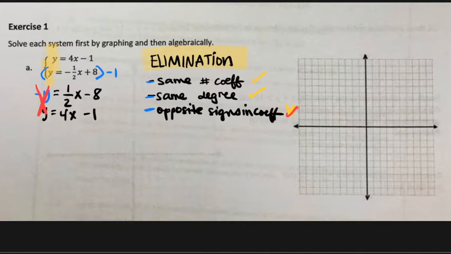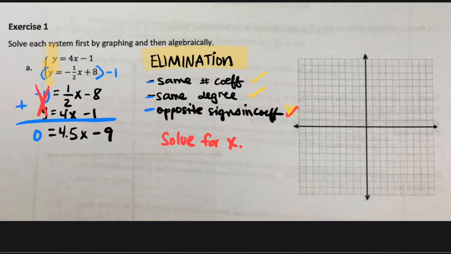With this, now I can go ahead and start eliminating. I'm going to eliminate my y, and when I do that, I end up with a 0 on this side. Then I can add my variables. In this case, I have two like terms, 1/2 and 4, so I can do 4.5. You can convert this to a decimal if you'd like, or you can keep it as a fraction and do 4.5. And then I can solve for x.